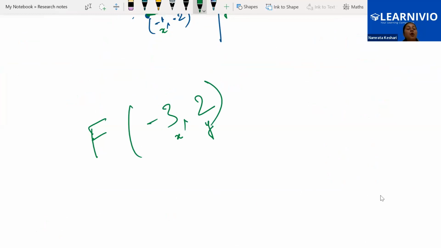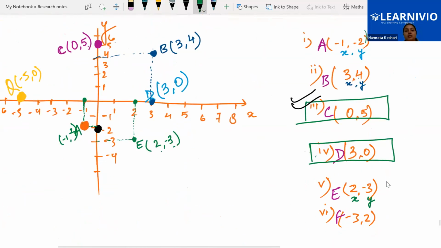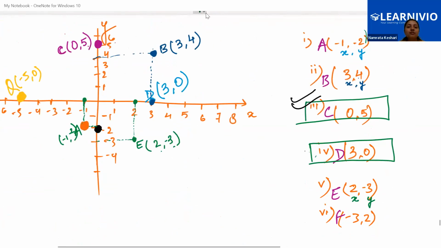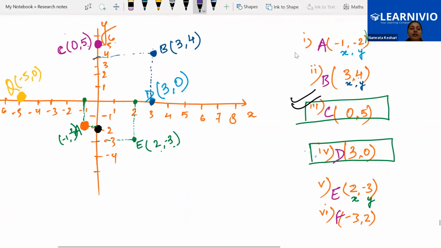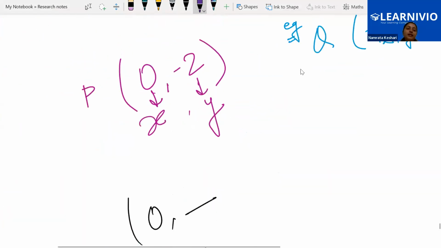Now X is +3 or -3? X is -3. So we are going to search -3 on our X-axis. Clearly we can see that here we are having -3 on the X-axis. Can you see the cursor, everyone? Yes, ma'am. We have taken our point -3, 2. Now what is Y? Y is 2. Is it +2 or -2? It is +2.